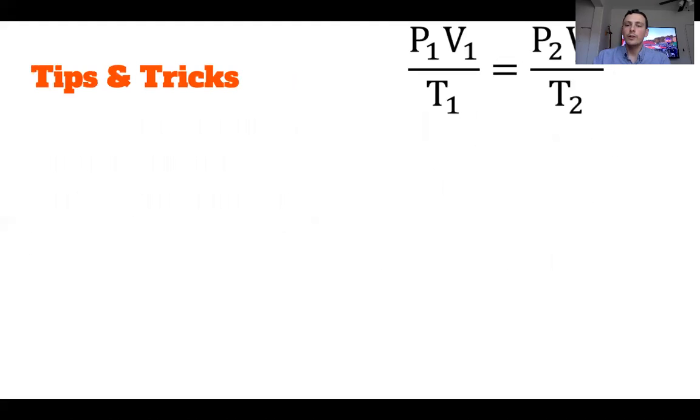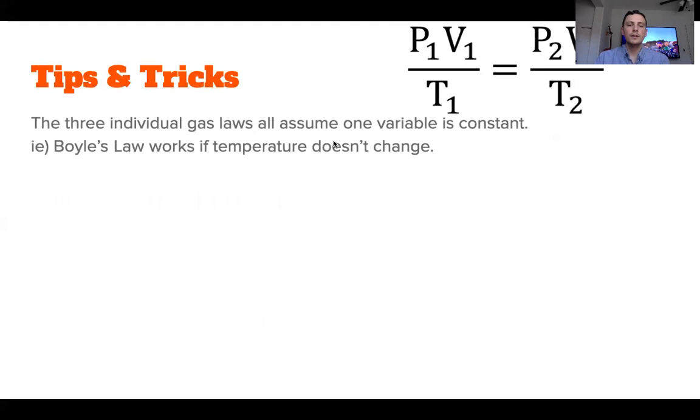So, as far as using the combined gas law, again, you'll notice this looks very similar to the three gas laws that we have been working with. The three individual gas laws all assume that one variable is constant, meaning that one isn't changing, right? Boyle's law assumes that pressure and volume are changing, but temperature is staying the same, so we would have no temperature, because the temperature's not changing. Same with Gay-Lussac's, which assumes that volume's not changing, and Charles's law assumes that pressure is not changing.